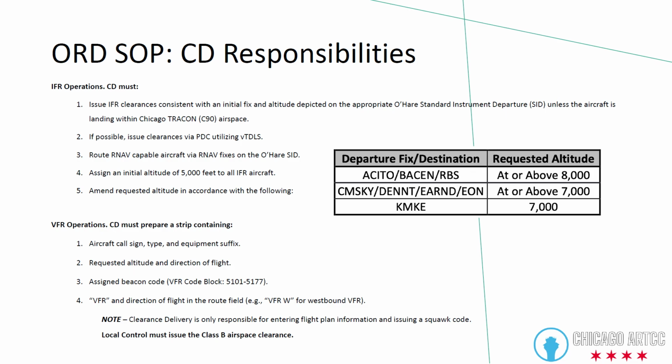and amend requested altitude in accordance with the following. Basically, our southbound aircraft need to be at or above 7,000 or 8,000 for the south SAT traffic, and Milwaukee landers would always be given 7,000 feet.